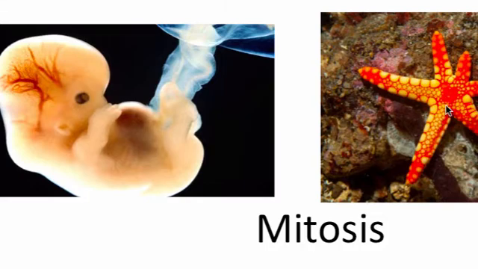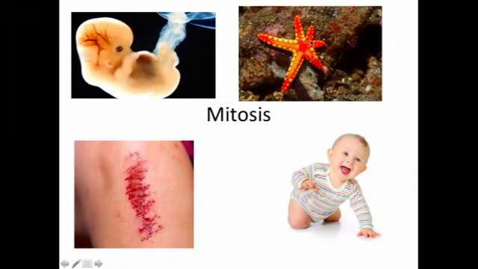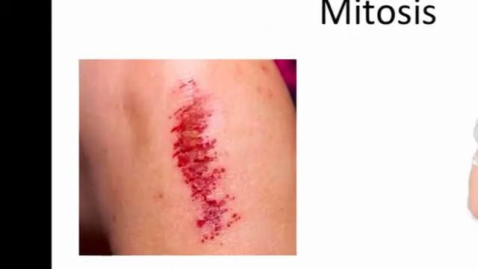Another living thing, this little starfish over here, if it lost one of its limbs, it can regenerate them through the process of mitosis. Let's say you fell and scraped your knee. Well, the scrape has got to be repaired somehow, and you got to thank that process of mitosis because it's going to repair and replace old worn-out cells and ones that have been damaged.